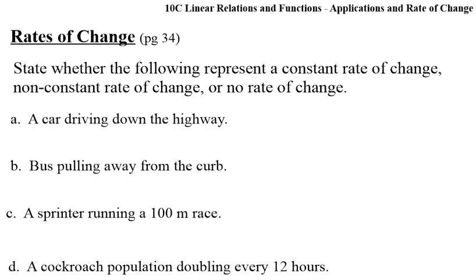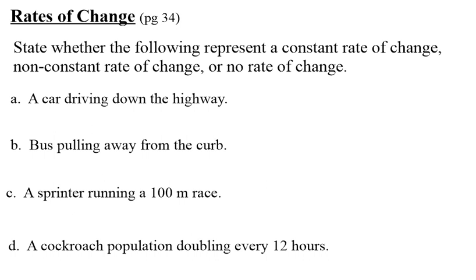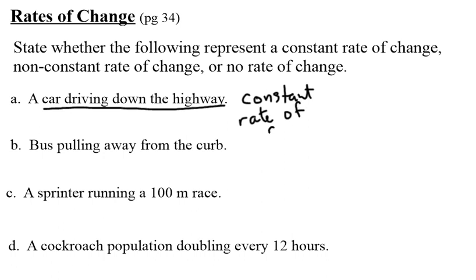So rates of change, let's take a look at these examples on page 34. Would it be a constant rate of change, non-constant, or no rate of change? If you're driving down the highway, chances are you might have cruise control on, so it's very constant. This would be a constant rate of change. And the reason being, you set the cruise control so that you're driving, let's say you're going the speed limit, which of course depends upon which road you're on, not everyone does. You're going 110 kilometers for every hour.